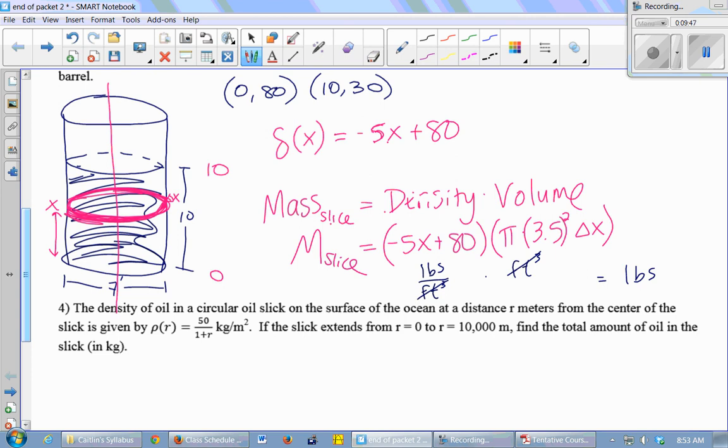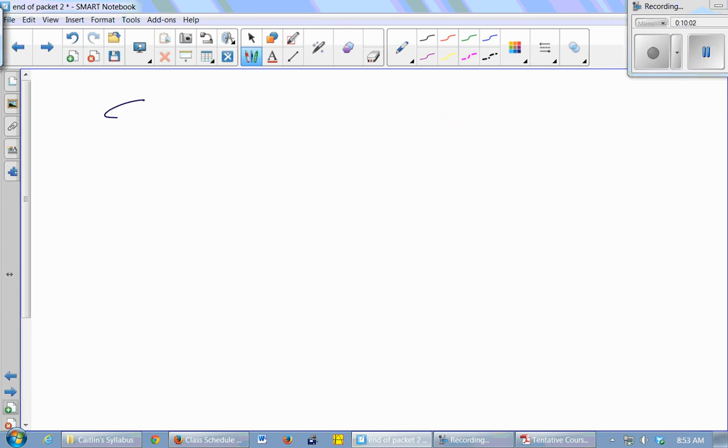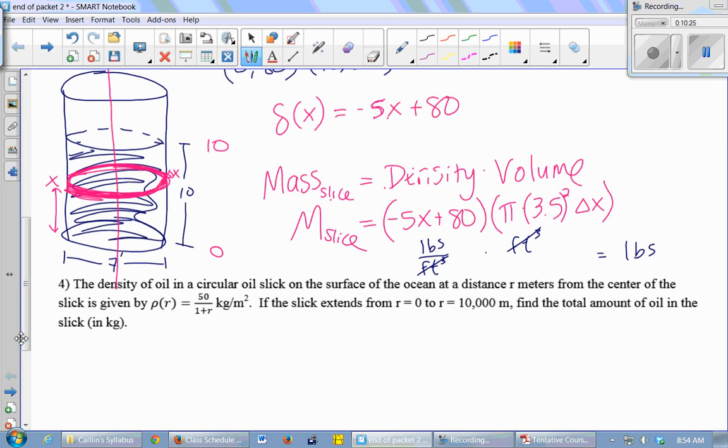So I think I need a new slide. The number of slices is going to go to infinity, but I'm going to stack those slices up from 0 to 10. Okay, so I'm going to add up all my slices, and each one has mass. So my total mass is going to be the sum of the mass of all my slices, and each one has mass negative 5 x sub i plus 80 times volume, which is 3.5 squared pi delta x.